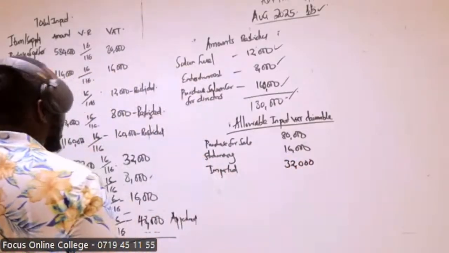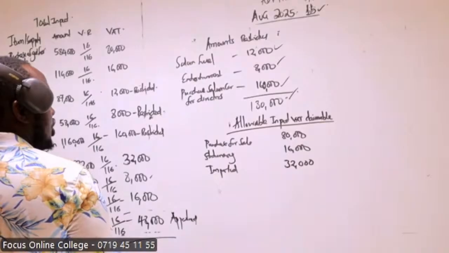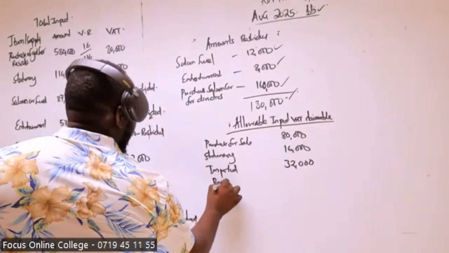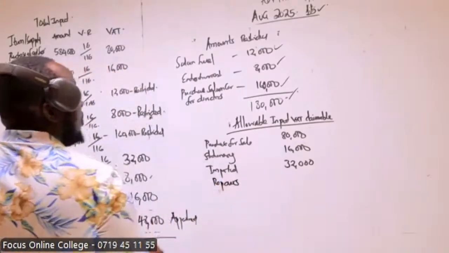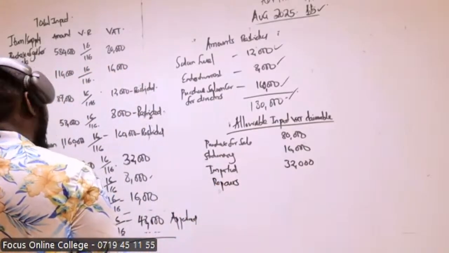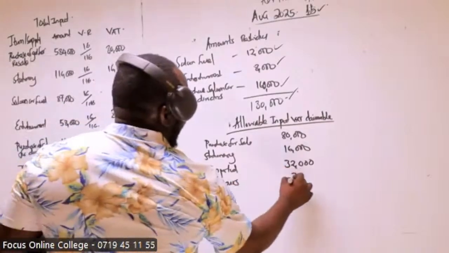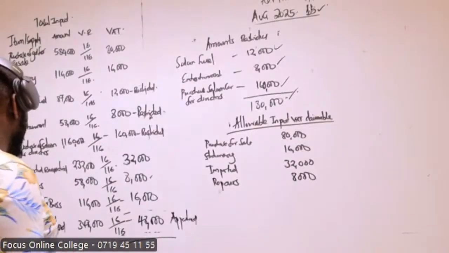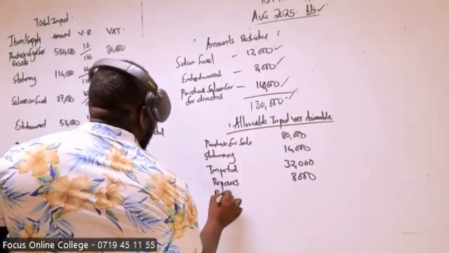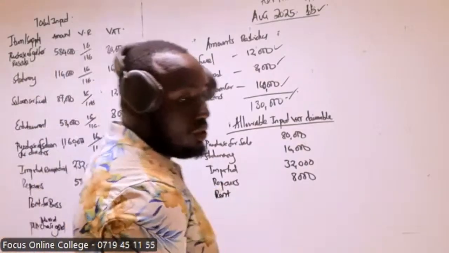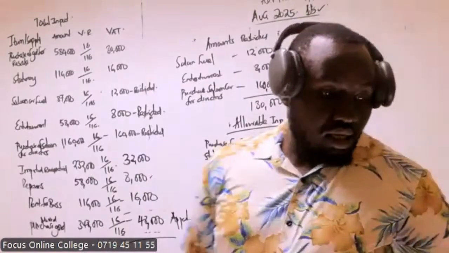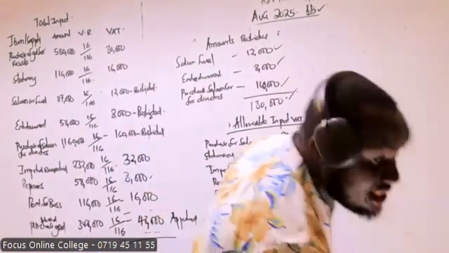Respond with a yes if you're together. Import with VAT, that should be 32. Then we had what's called repairs. What is the figure for the repairs? Repairs should be 8,000. Are we there? Then we have the rent. Rent is how much? What is the figure for the rent? So the rent is 16K.